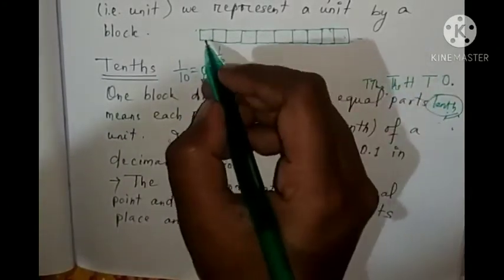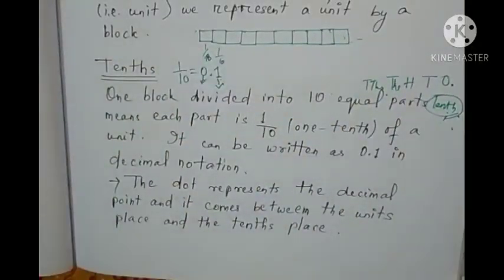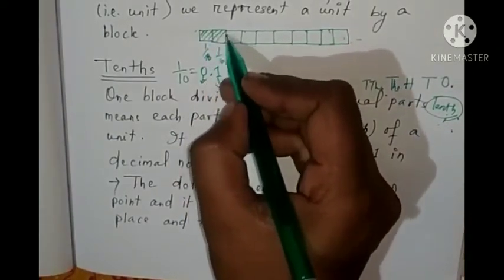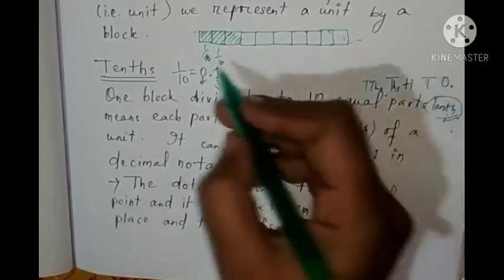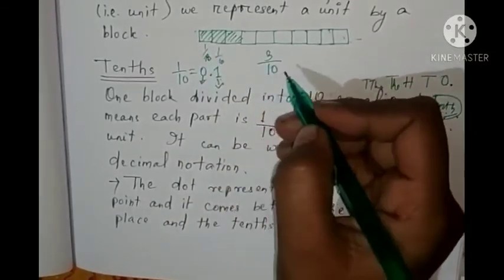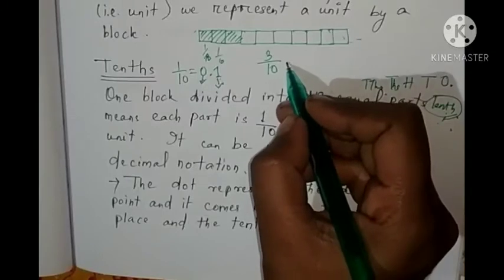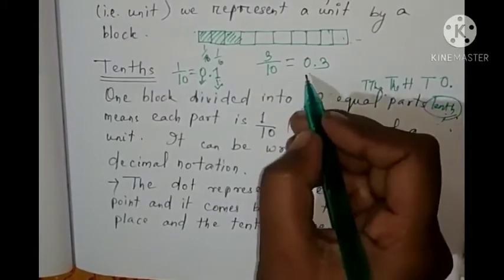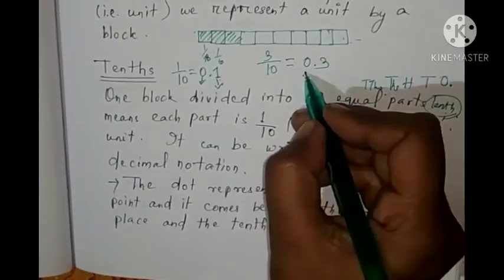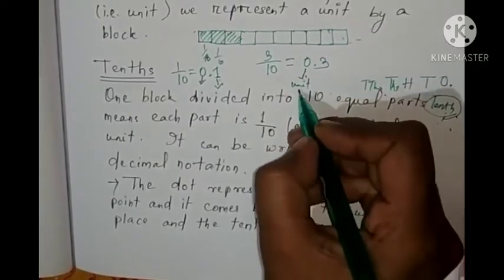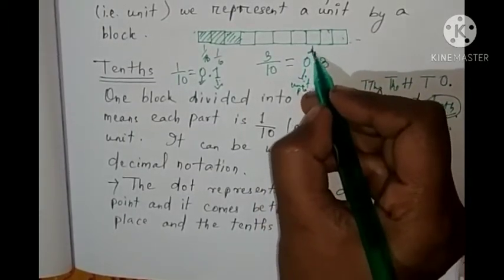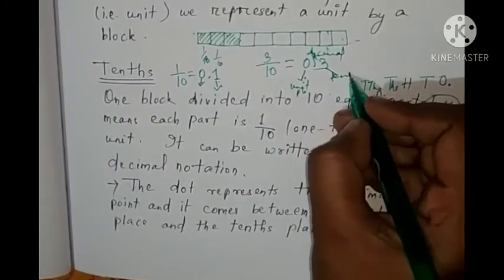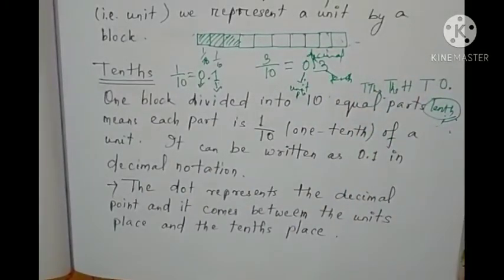Tenth part means 1/10. Here 1/10 means 0.1. We will see if I take 3 parts out of 10, that means 3 by 10. What will I write? 0.3. Here 0 is in the unit place, this is the decimal point, and 3 is in the tenth place.